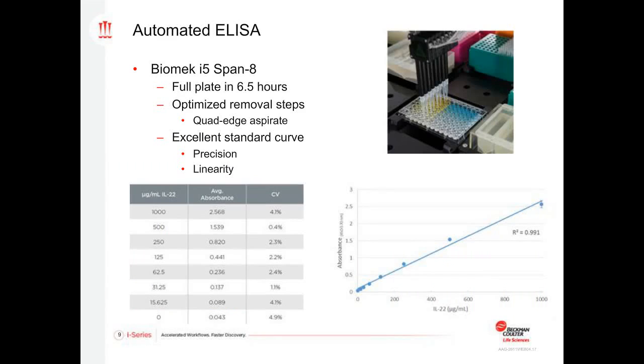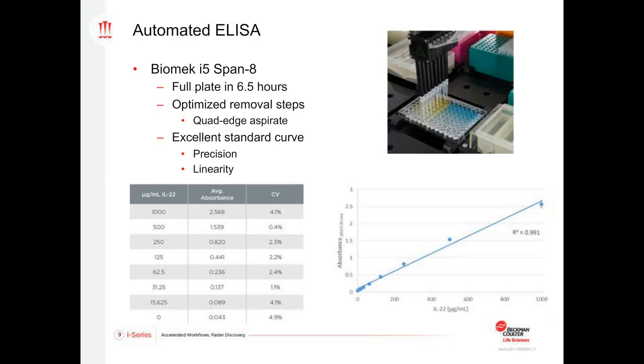So for the proof of principle, we used the Biomek i5 Span 8 system, shown to the right. We were able to process a full plate in 6.5 hours. Obviously, using the Span 8 system, this would be more of a low to medium throughput, probably 1 to 2 plates a day. Of that 6.5-hour workflow, 4.5 hours were just straight incubations.